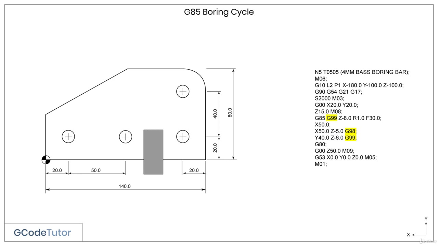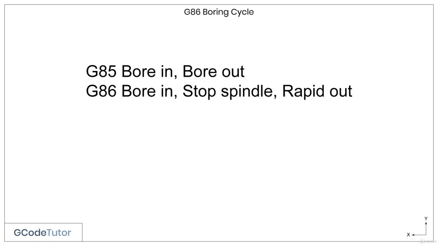Now, G85 is not the only boring cycle available to us. We also have G86. The only difference between the two cycles is that G86 stops the boring bar at the bottom of the bore and then rapids out, whereas G85 bores in and bores out. Sometimes we may not wish to bore out as it may affect the finish or dimensions. So having two different G codes gives us the option to stop the spindle at the bottom of the bore and rapid out.